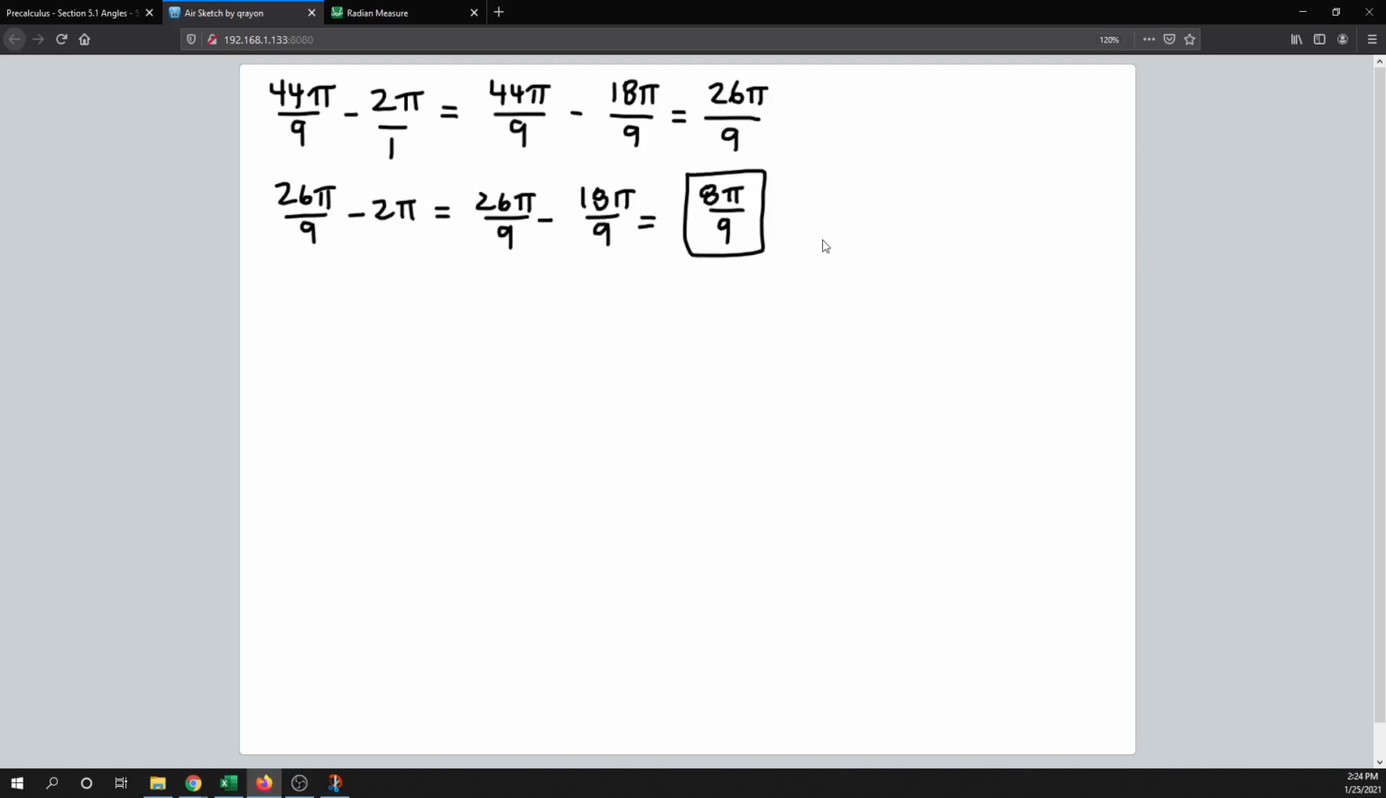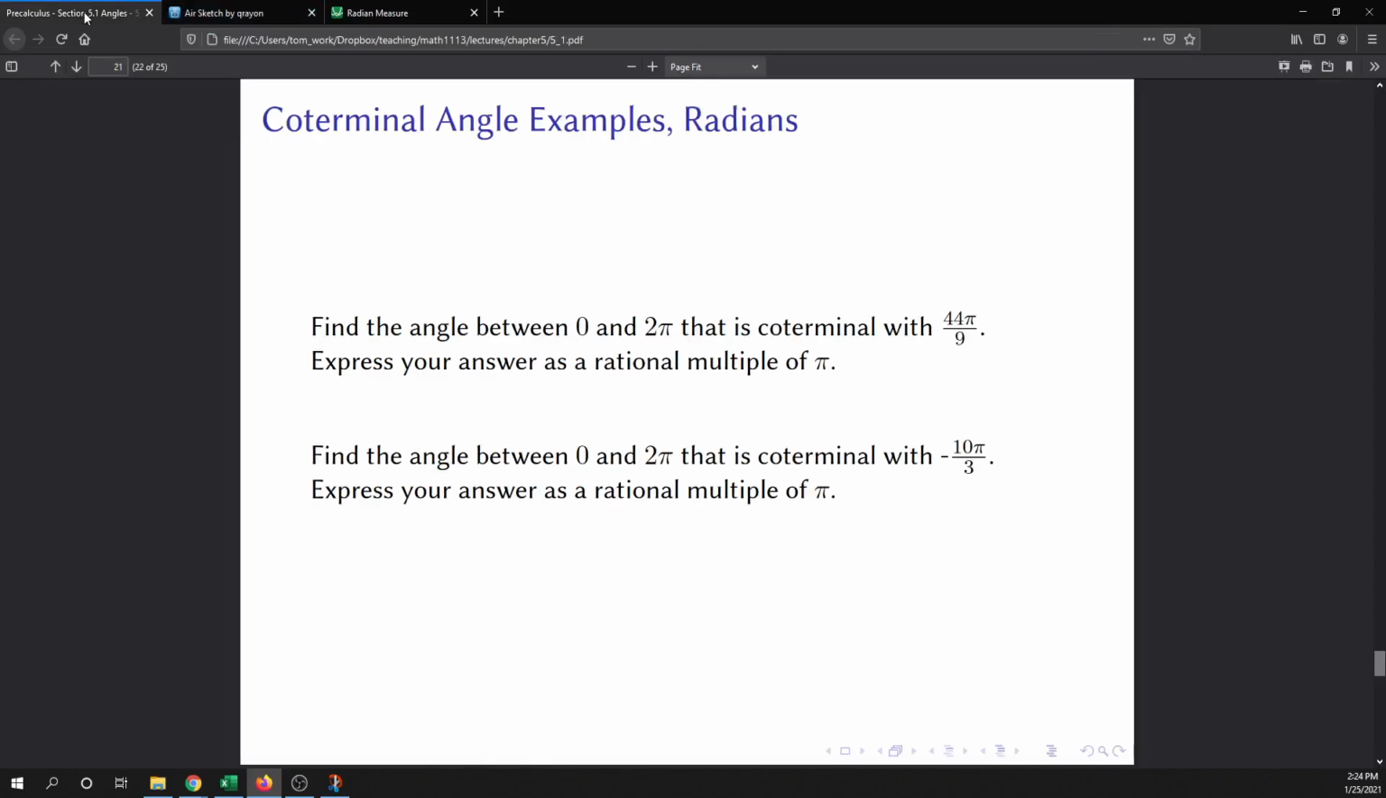I know when I was in this class, I wasn't a huge fan of that, but it's just something that you have to do moving forward in this class and in other classes that you might have to take after this. All right, so the answer here is 8 pi over 9. All right, next one is minus 10 pi over 3.